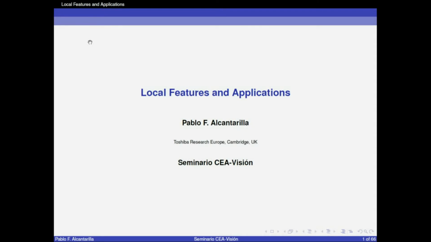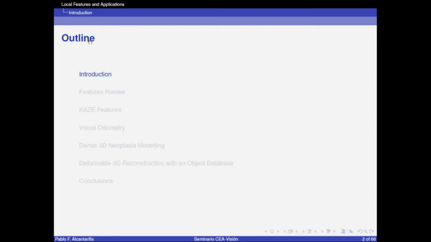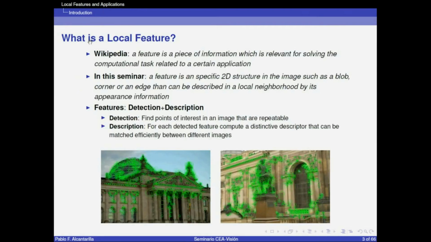The title of the seminar is Local Features and Applications. Firstly, I will introduce the concept of local features and also I will briefly mention some applications of interest that are using features. After that, I will review in detail state-of-the-art feature detection and description methods. After that, I will show in detail some applications of interest in computer vision that are based on features. And finally, I will show some conclusions and some future directions about this area of research.